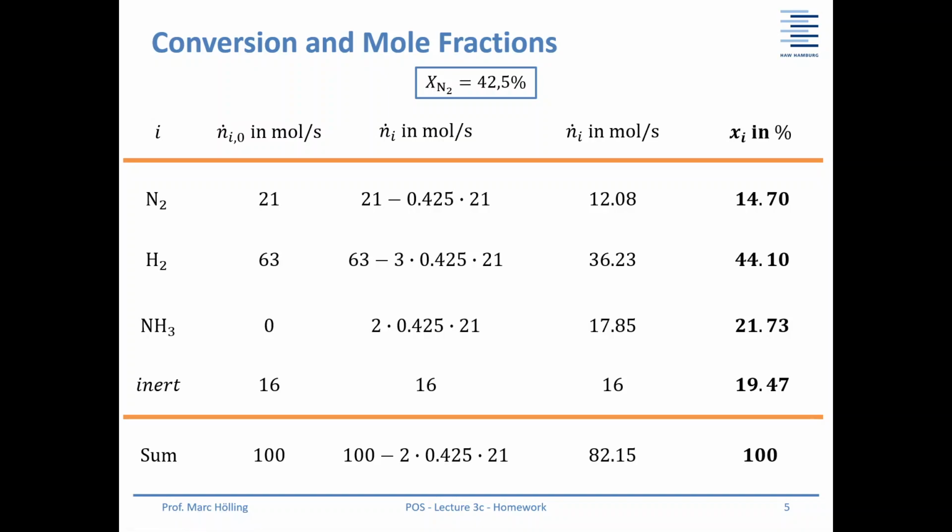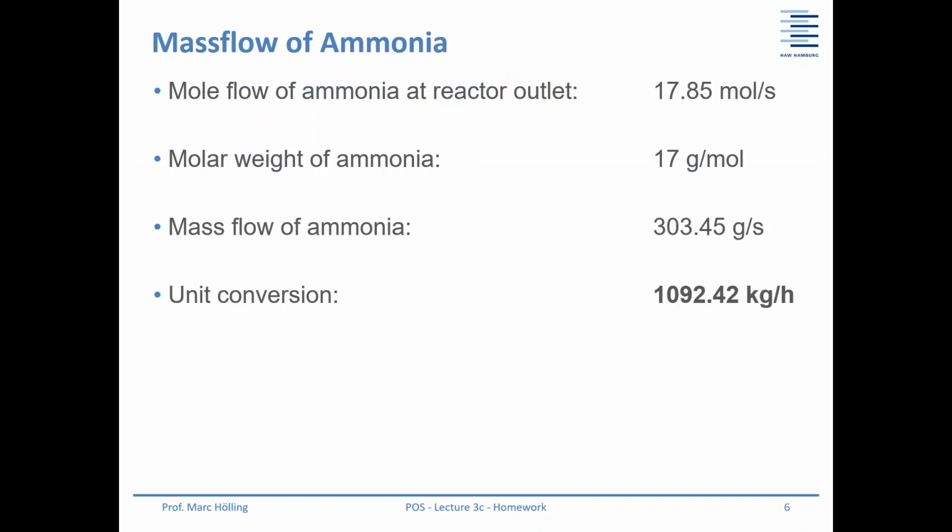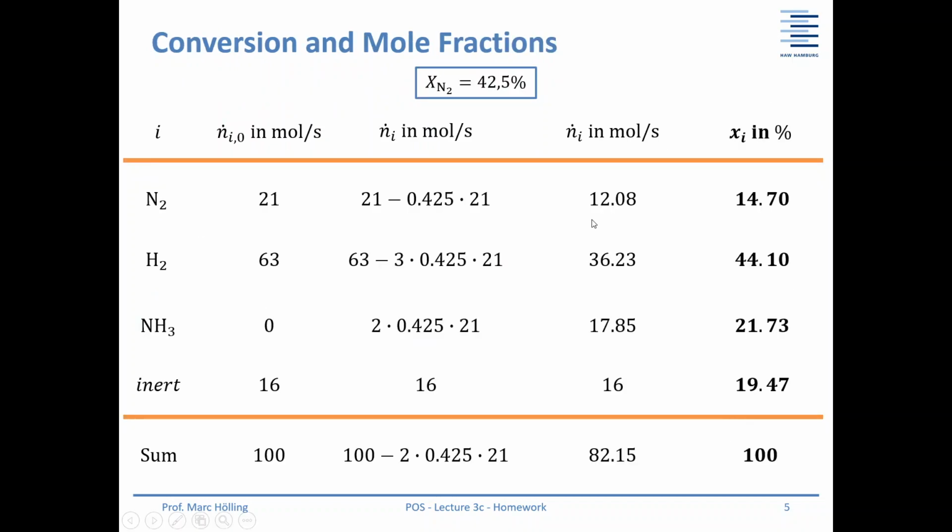Okay, so with this, you have the outlet composition of your reactor, which was one of the questions. The other one was what's the mass flow of ammonia? So from this table, we know that we have a mole flow of 70.85 moles per second.